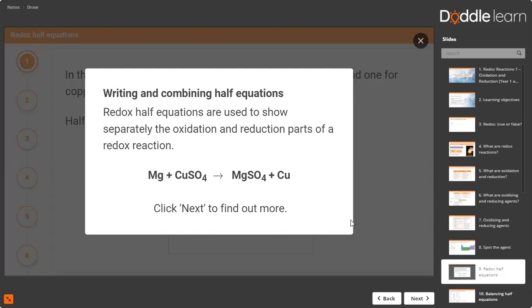So for example, we've got magnesium and copper sulfate going to magnesium sulfate plus copper. That's great, but actually sometimes we want to show the oxidation and reduction parts separately. So that's what we're going to do in a moment. I'm going to look at writing those half equations and actually combining them together to make a redox equation.